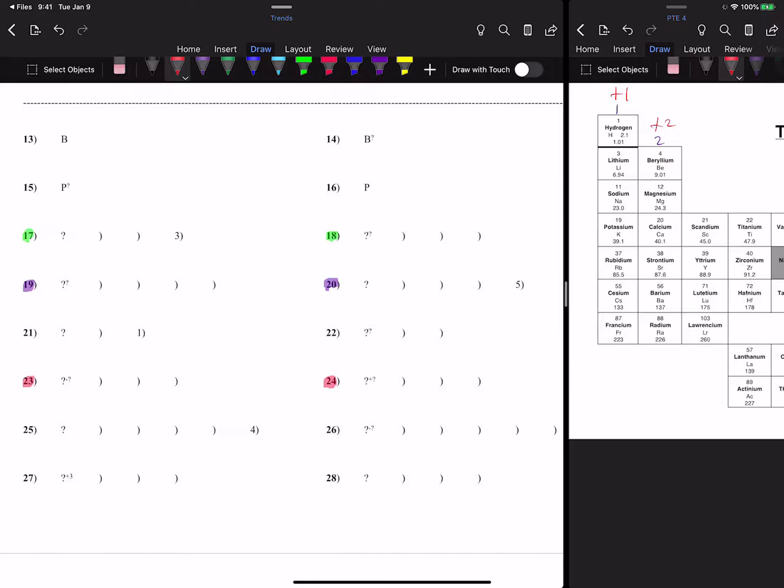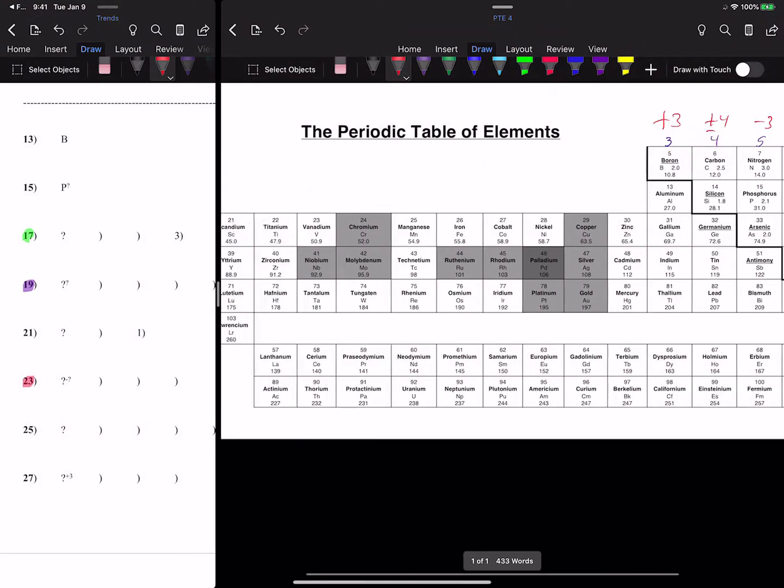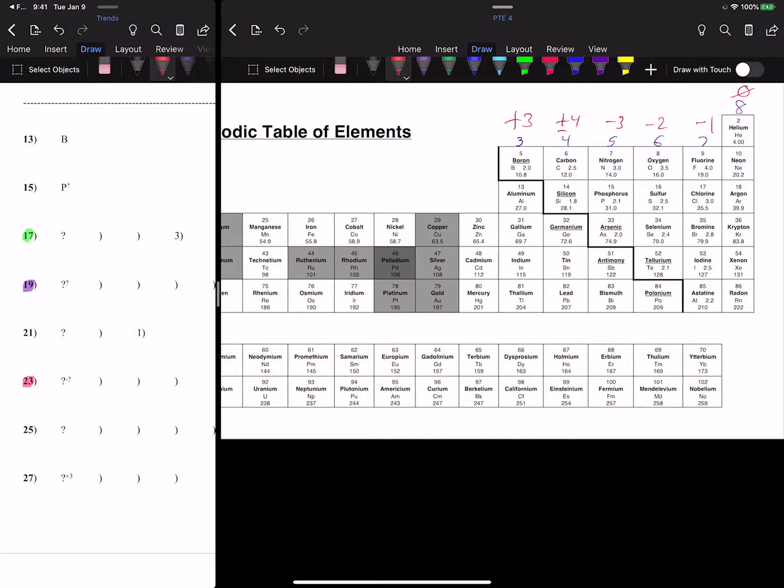So starting with 17, the first thing I need to do is figure out what atom this is. So I see that there's 3 shells and there's 3 electrons in the outermost shell. So I'm going to go to my table, and the first thing I'm going to do is go to group 3, because I see that there's 3 outermost electrons. So that means that of the 100 or so elements on the table, I'm now down to just a handful. It's got to be one of these because these all have 3 outer electrons. The other thing that I realize is that it's in period 3 because there's 3 energy levels.